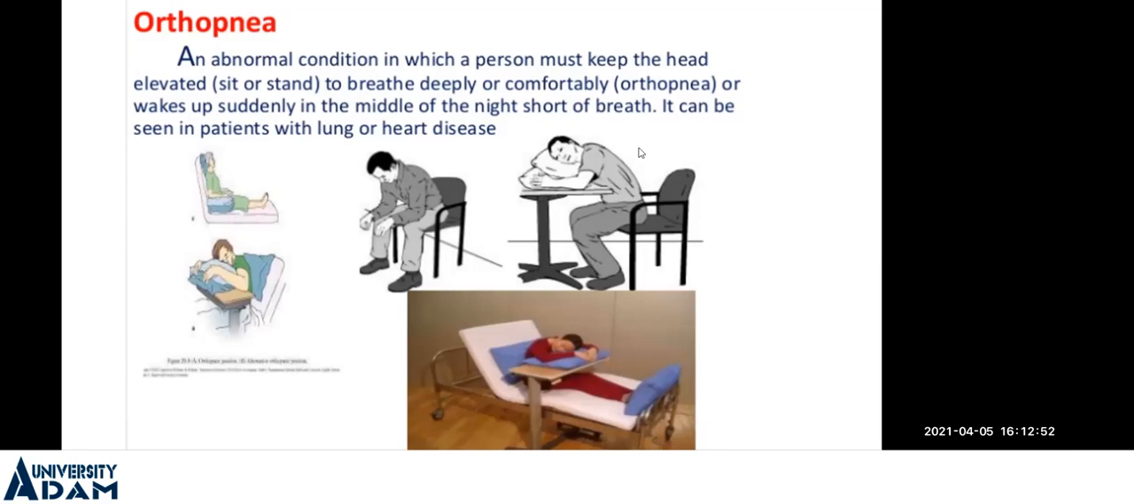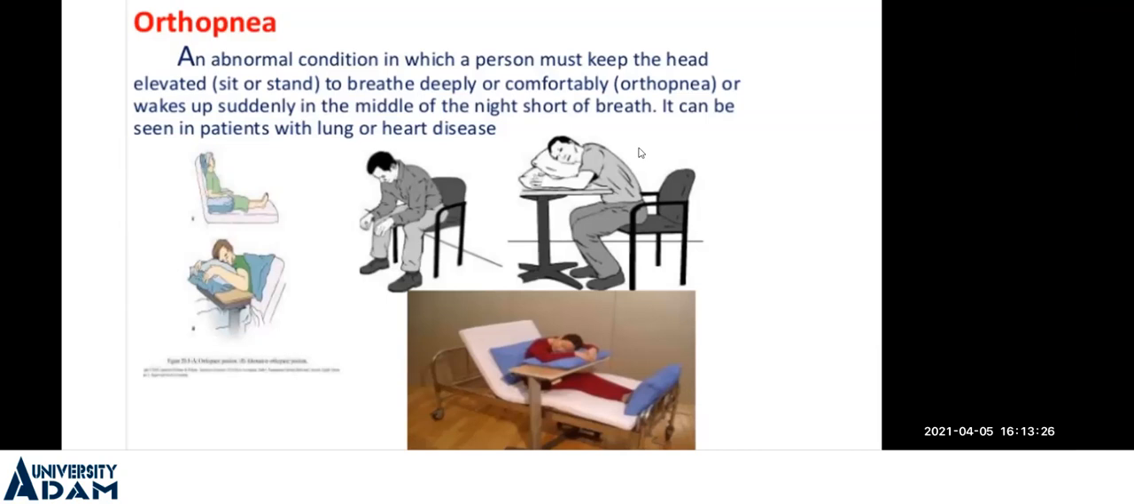Ma'am, in orthopnea, the patient has shortness of breath. That occurs when lying flat. Okay, yes. Why? Because they cannot breathe, right? Yes, ma'am. They cannot breathe, and so they try to take the orthopnea position.